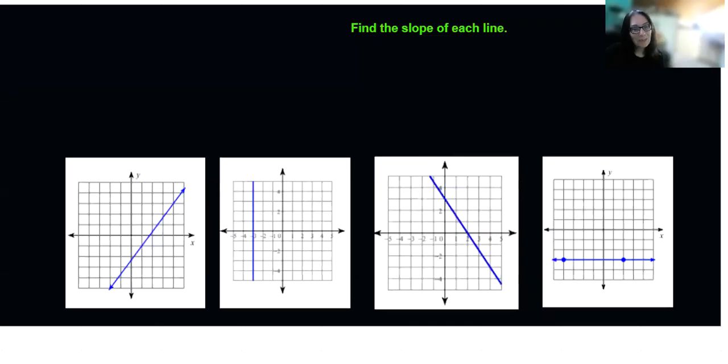Hey everyone, it's Betsy here, and today we are going to take a look at a graph of a line and we're going to find the slope of it.